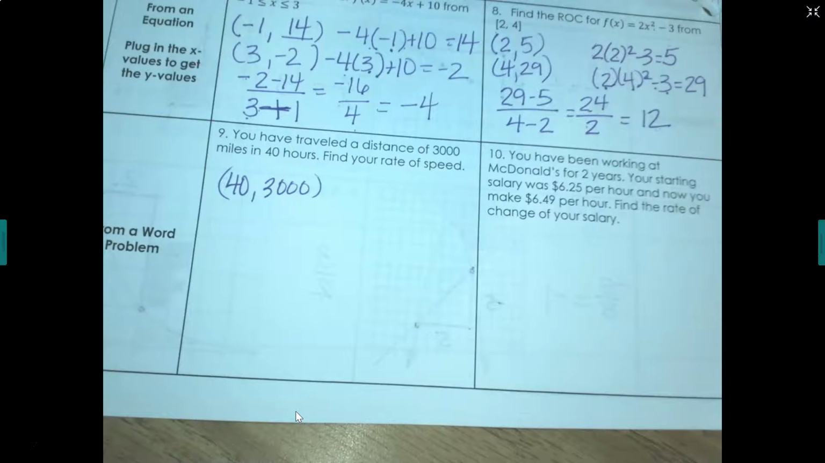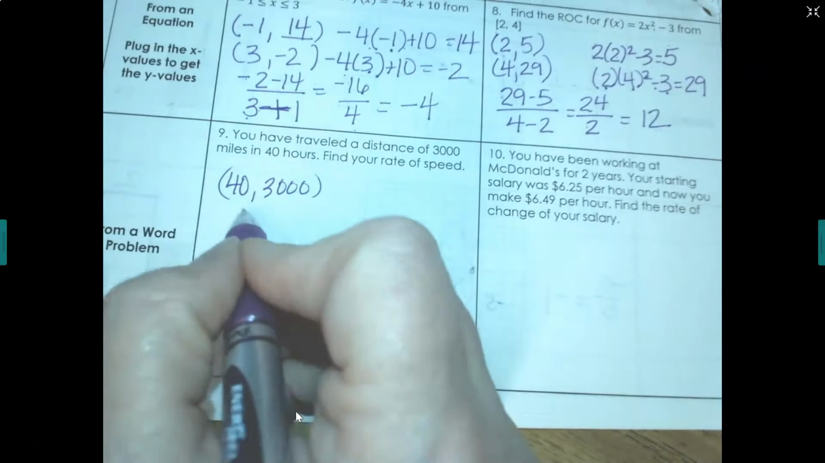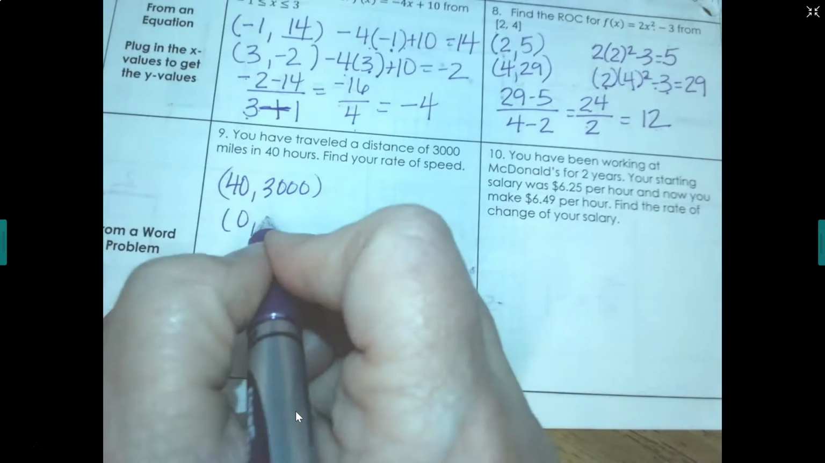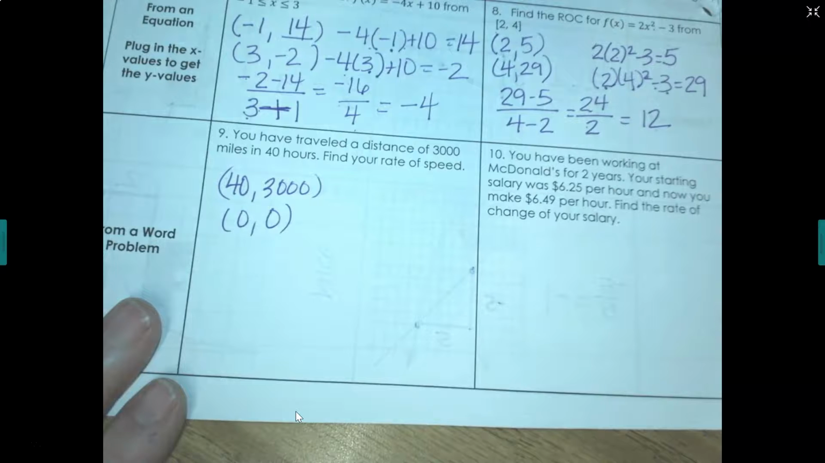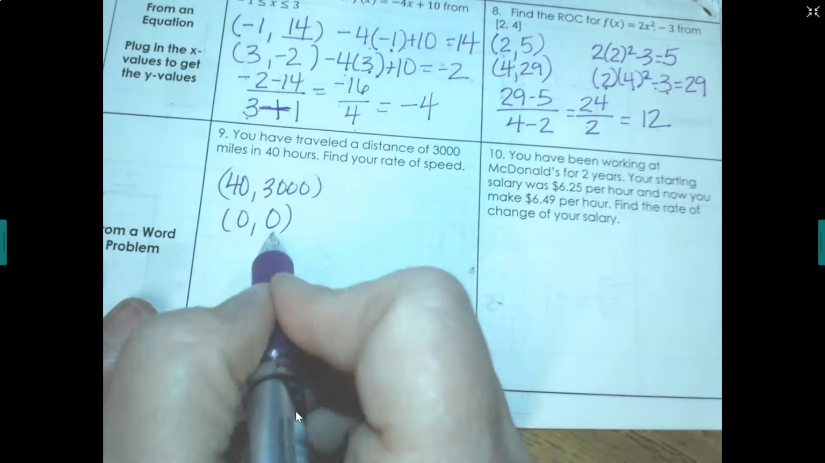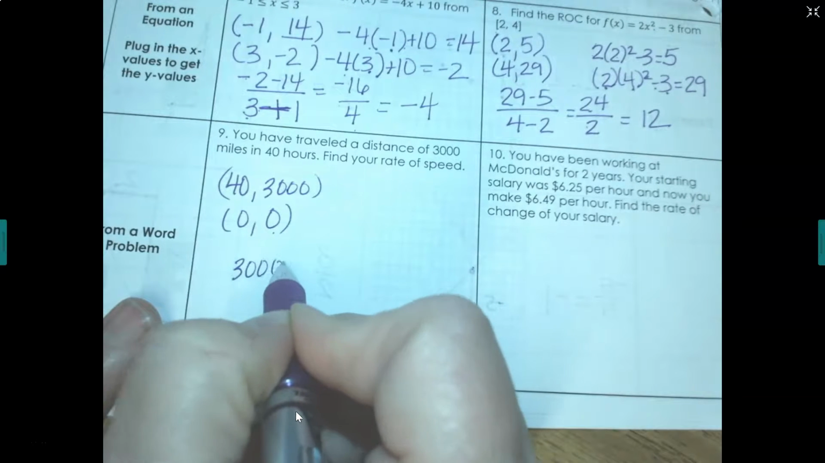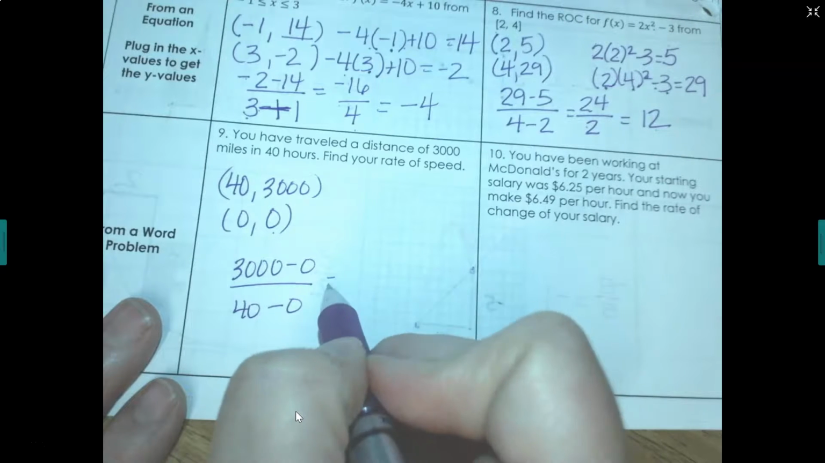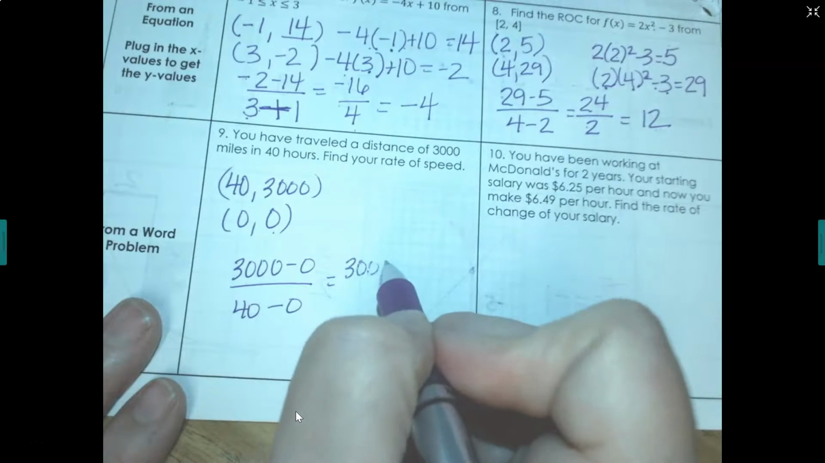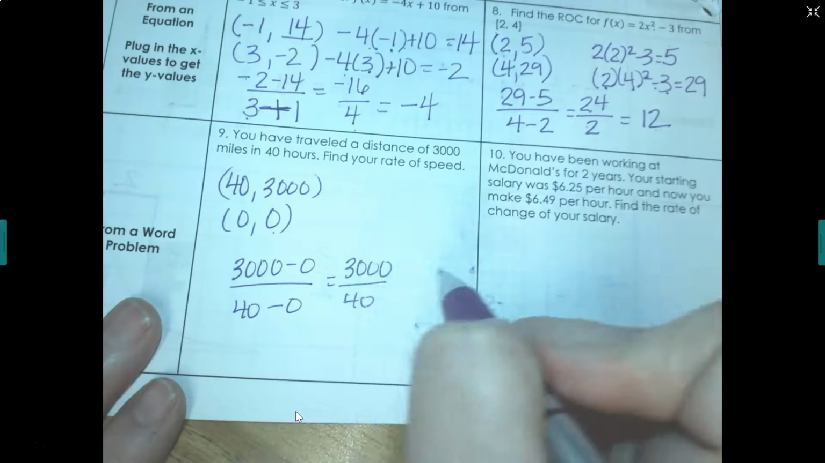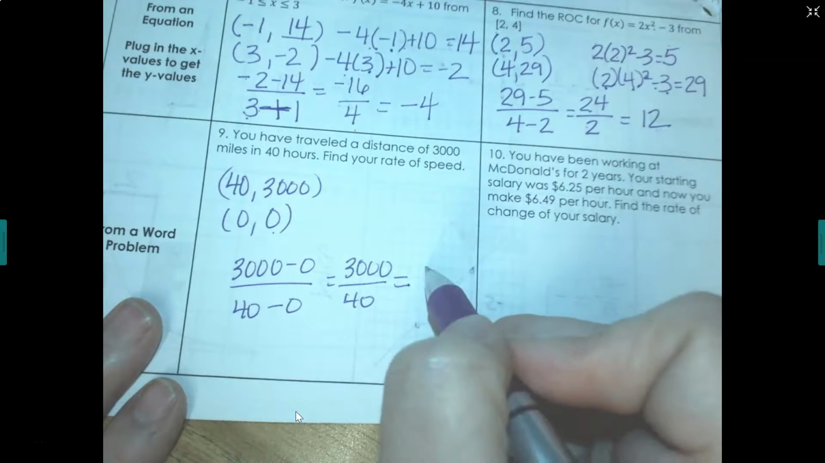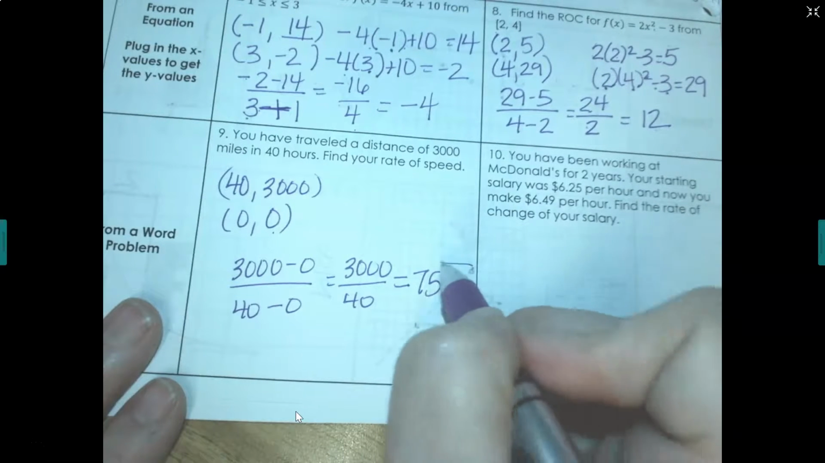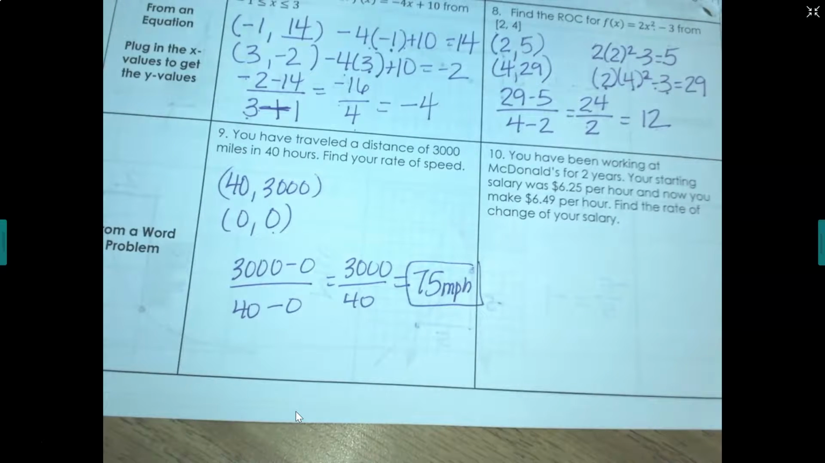Well, we need a second point. It doesn't tell us the second point, but if we haven't left yet at 0 time, we will have gone 0 distance. So I'm going to say y2 minus y1 divided by x2 minus x1 gives us 3,000 divided by 40, which, when we use our calculator, gives us 75, and that's miles per hour. If you read the problem, that's our context there.